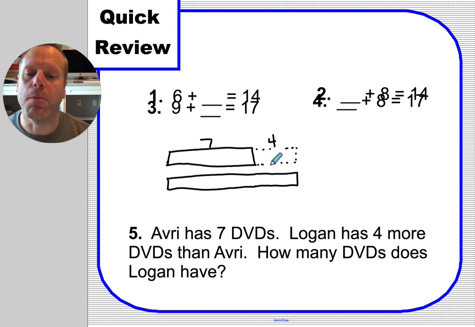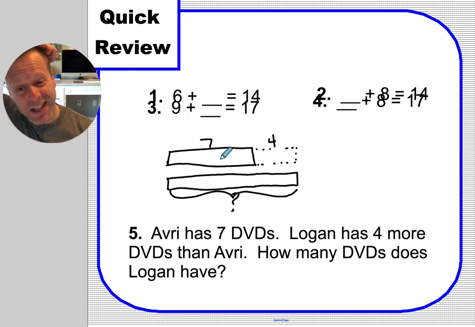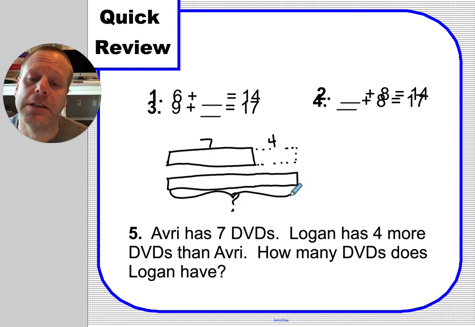That part here, the more part, we know. This part here, Avery's part, we know. What we don't know is Logan's part. We don't know this whole thing. We know that it's bigger than 7. It has to be a big number, right?